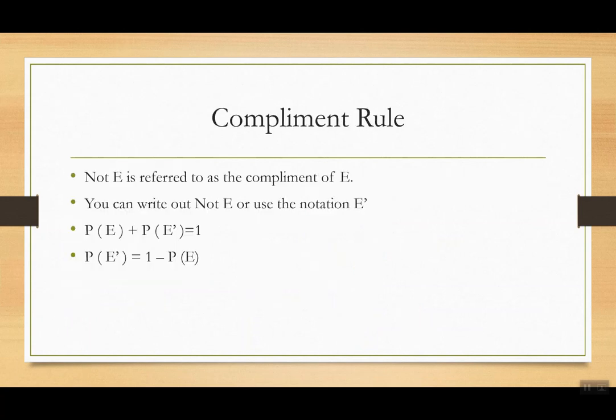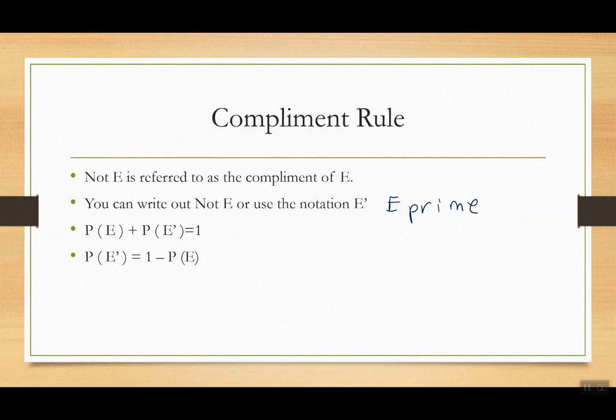Okay. So again, we covered some material without really getting there. So let's review what we just learned. Not E is referred to as the complement of E. You can write not E, or you can use the notation E with a little apostrophe by it. I would say E prime or E complement. This is exactly like what we did when we talked about set theory. It was A and A complement. So A complement was not what was in A. E complement is what is not E.